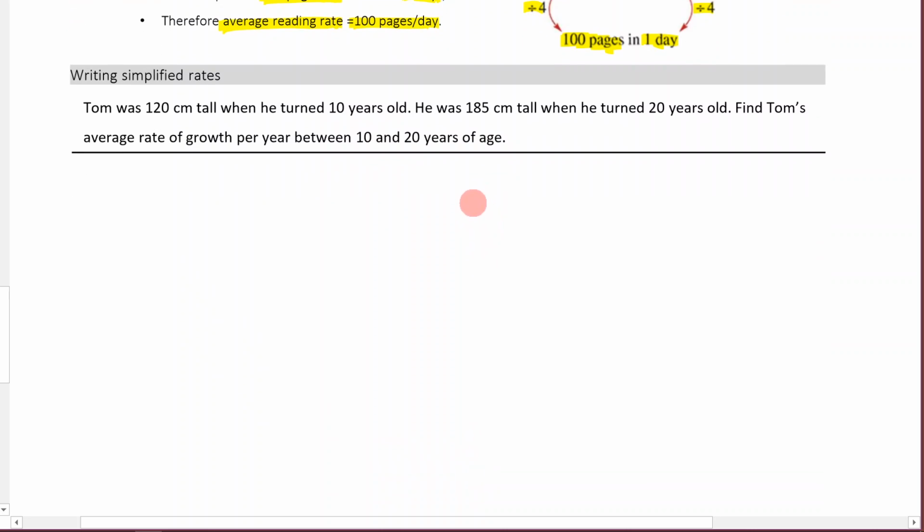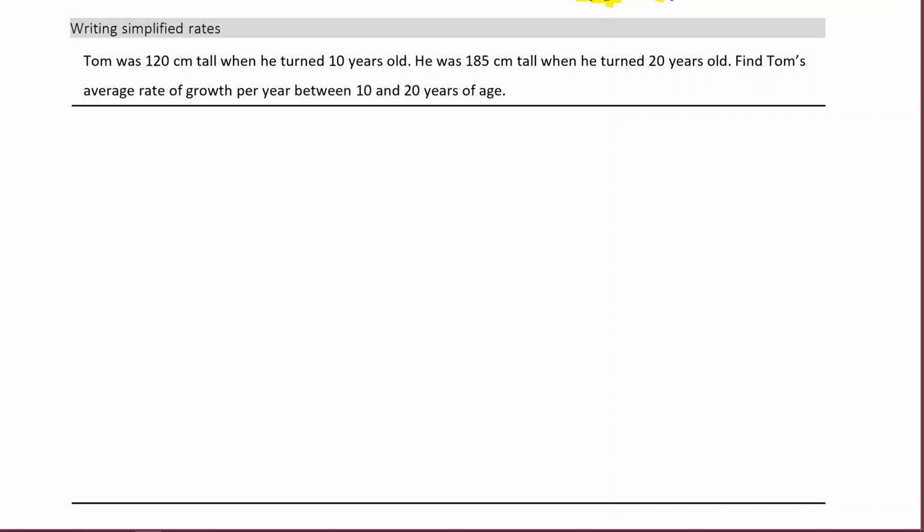Let's now go through an example and see how we go with it. It says, Tom was 120 centimeters tall when he turned 10 years old. He was 185 centimeters tall when he turned 20 years old. Find Tom's average rate of growth per year between 10 and 20 years of age. So he's gone from 120 to 185 centimeters in 10 years. And what we need to find is his average rate of growth per year.